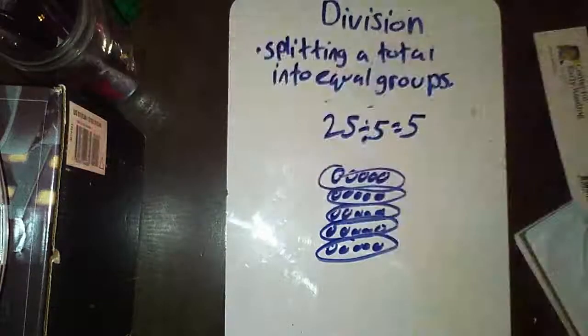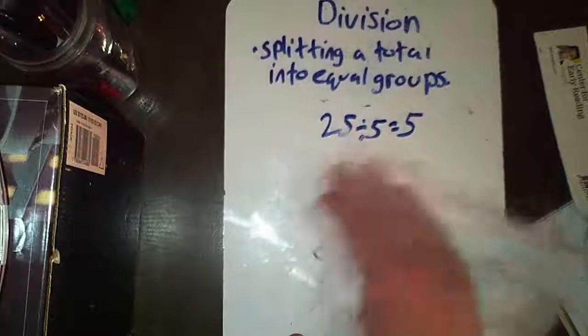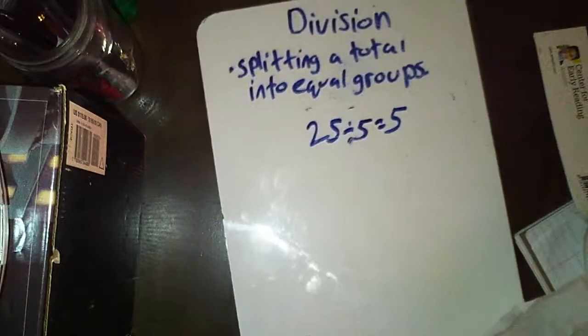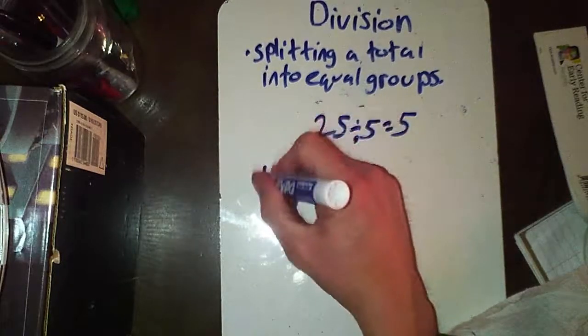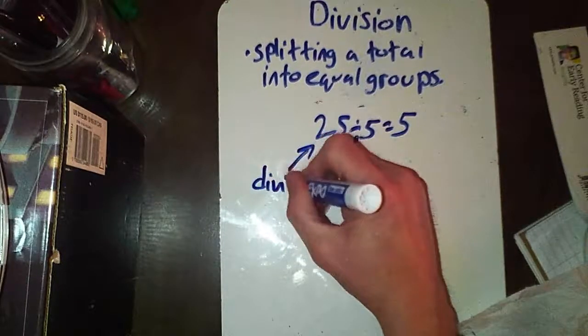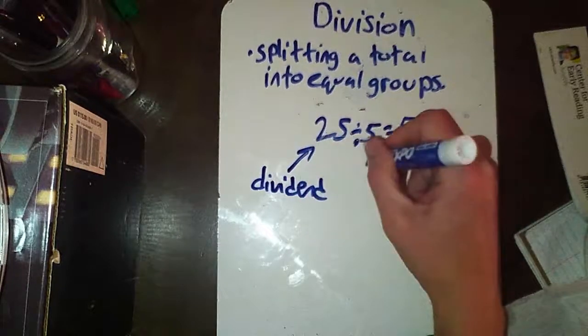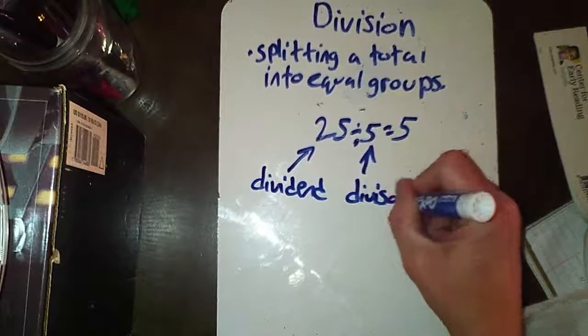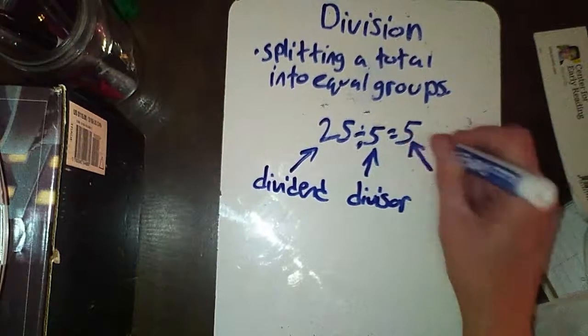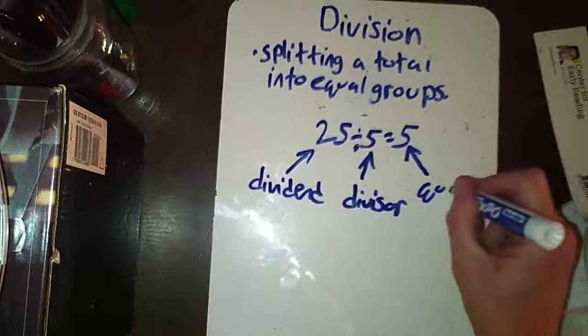Now in division, we have what's called the number being divided, the dividend. And then we have the number we're dividing by, the divisor. And then we have the answer to the division problem called a quotient.